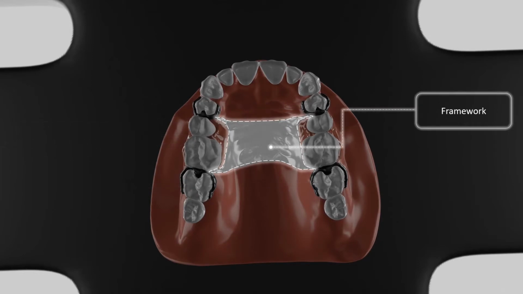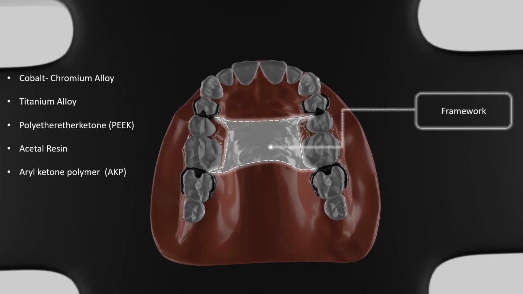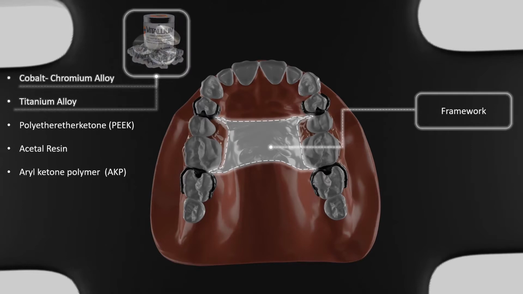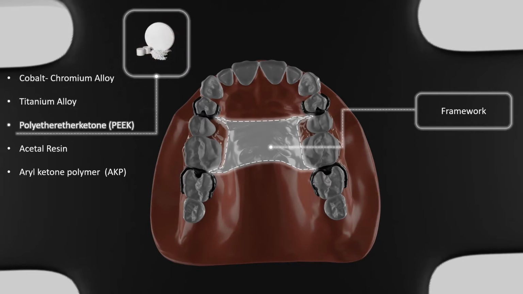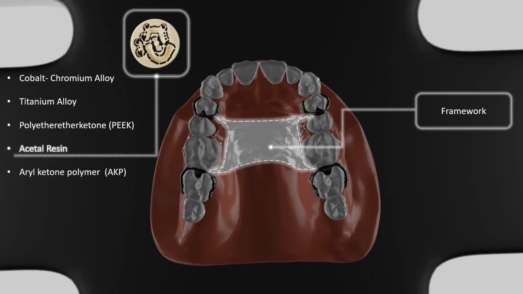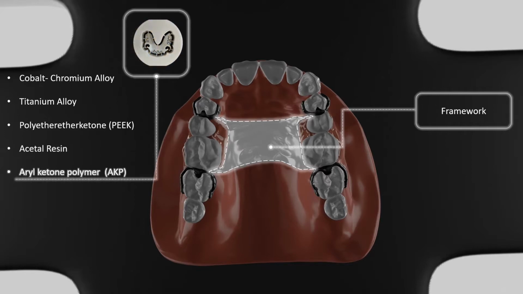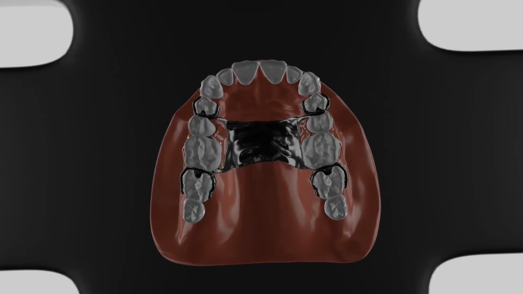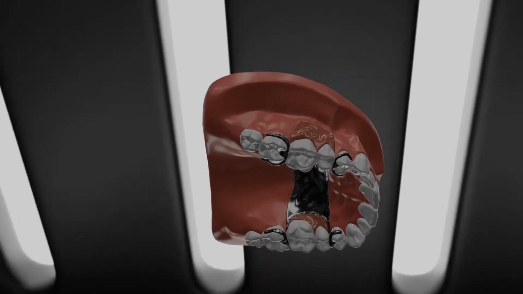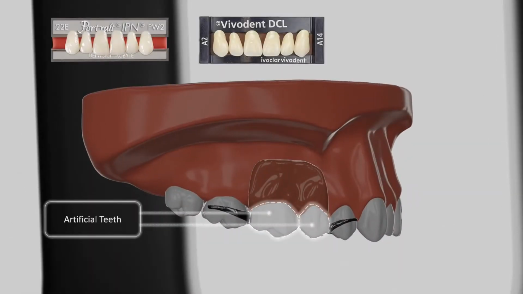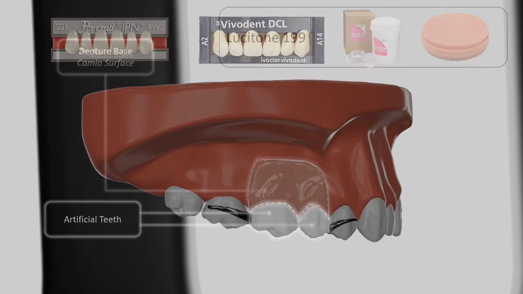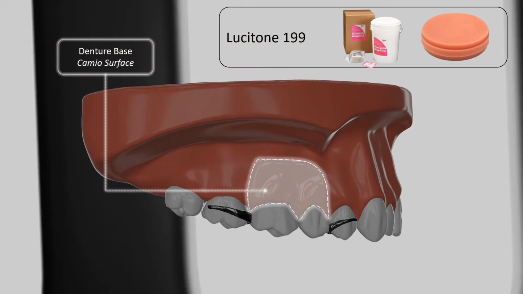The framework connects the major parts of the RPD and can be made out of cobalt chromium alloy, titanium alloy, polyether ether ketone, acetyl resin, or aryl ketone polymer. The artificial teeth are made of a cross-linked polymer connected to the denture base, made out of heat-cured or millable PMMA.